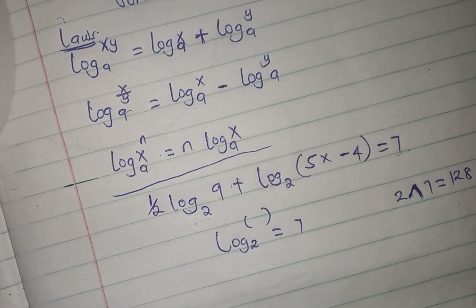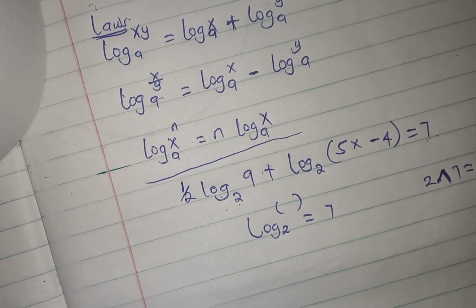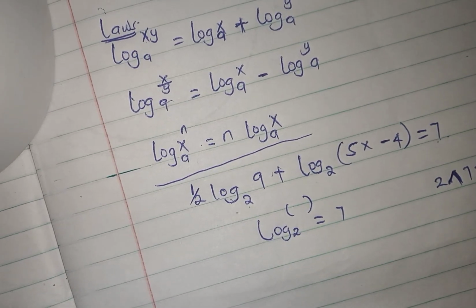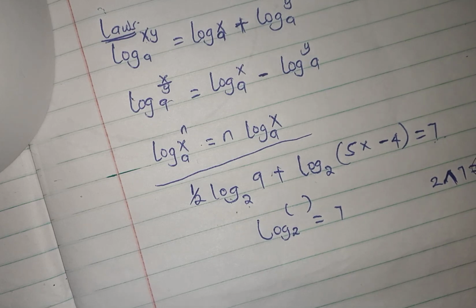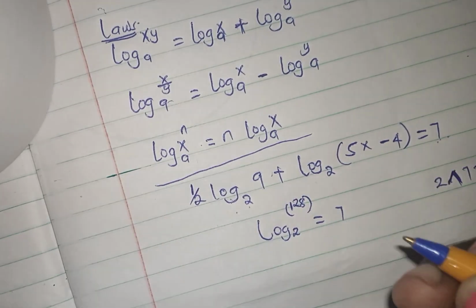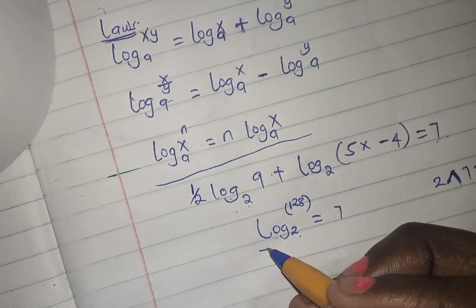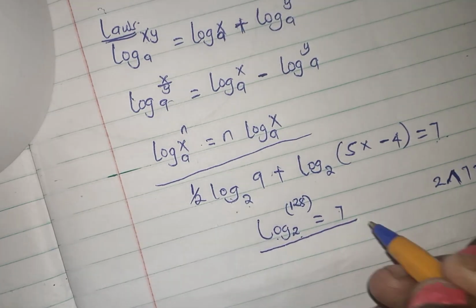This is the raise power sign. It looks like an inverted V. You can use your calculator: 2 to the power 7 is equal to 128. So this 128, log base 2 of 128 is equal to 7. Now we've written it into logarithm form.